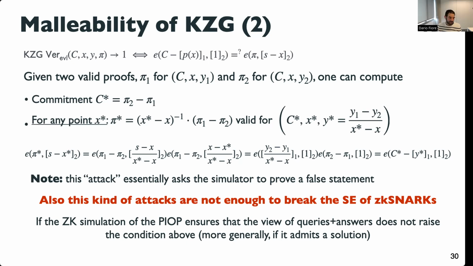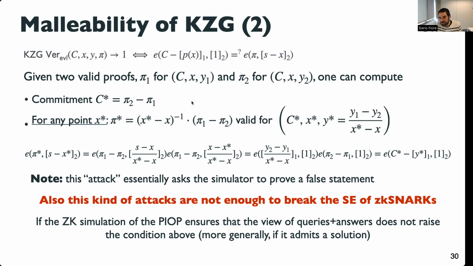And actually this is why this attack is of no concern for the simulation extractability of zkSNARKs, under the condition that the polynomial IOP, the way you prove zero knowledge in the polynomial IOP, would not create this kind of strange queries. So essentially, as long as the view that you simulate is consistent, what we call algebraically consistent. It means that you are giving some evaluation outputs that form a system that admits a solution for which there exists a polynomial that can give you those outputs. Then you are not going to run into this strange case.